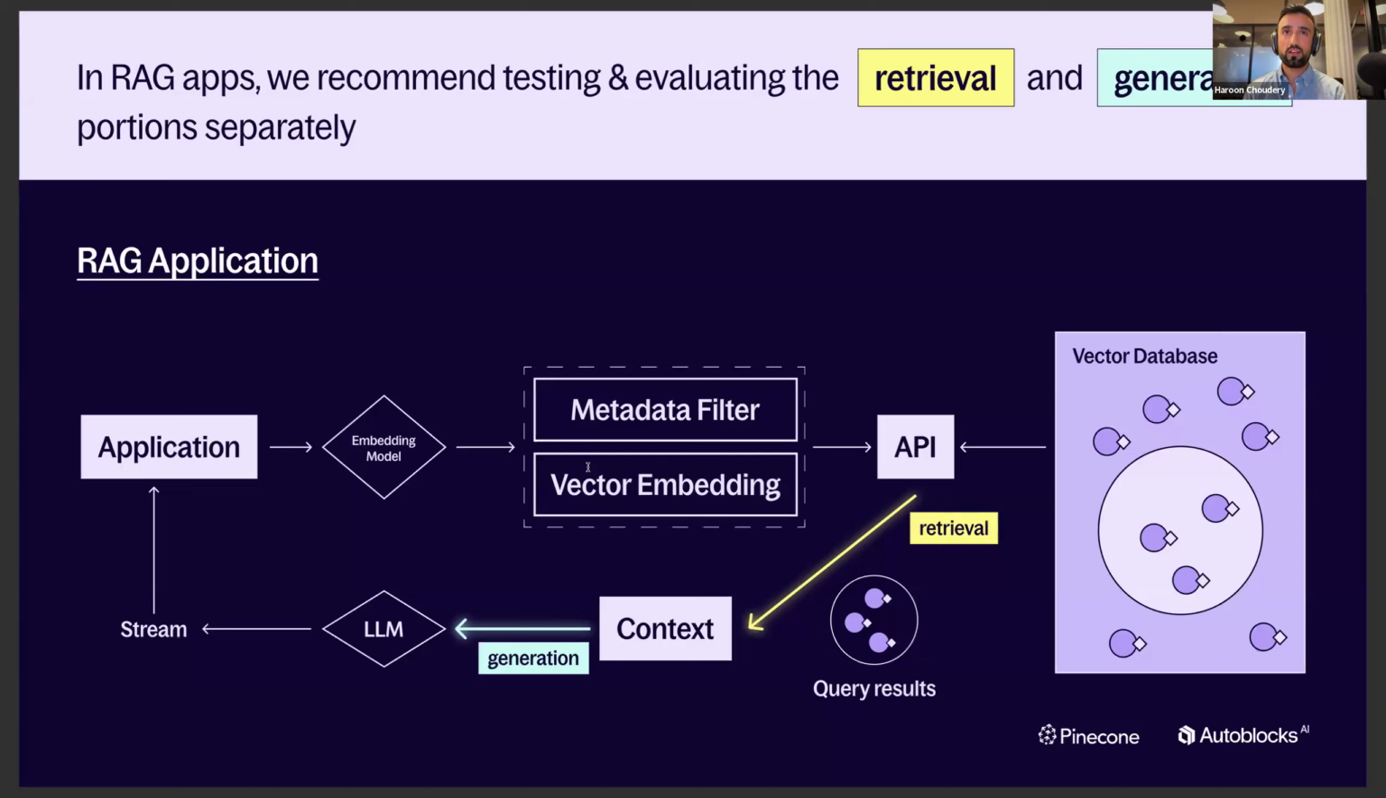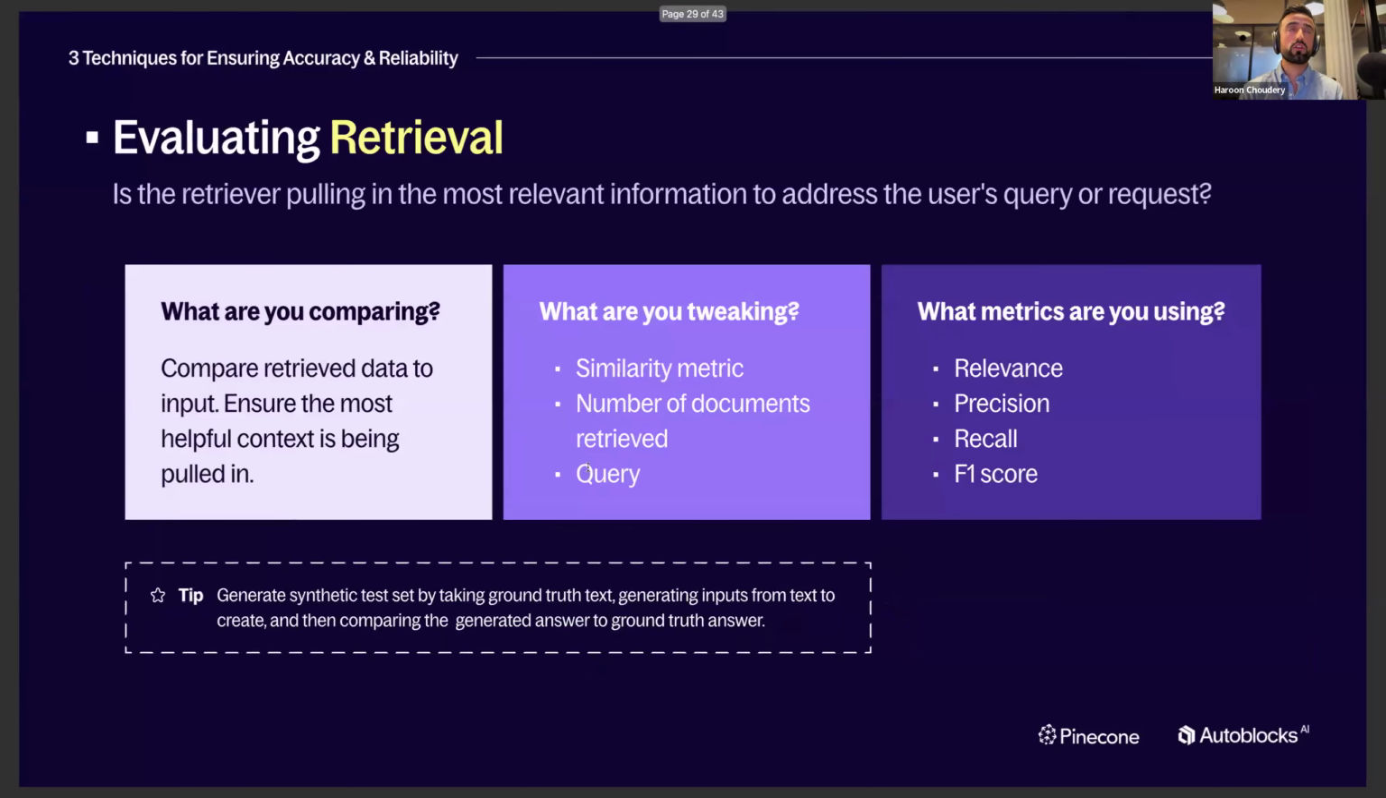And the retrieval portion, you can actually expand it to any part. Even before that, you can actually experiment and test with different embedding models, different metadata filters, vector embeddings. But for simplicity's sake, we're going to say that retrieval is simply the retrieval part of taking some data from a vector database, querying it, and pulling it in as context. So let's discuss the retrieval portion and how you test and evaluate it. The main question you're trying to answer when you're evaluating the retrieval stage is: is the retriever pulling in the most relevant information to address the user's query or request? That's the bottom line. That's what you're trying to solve for here.